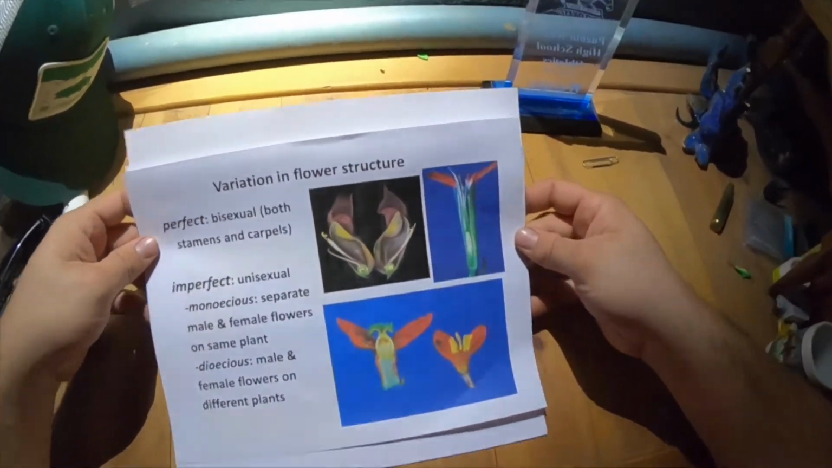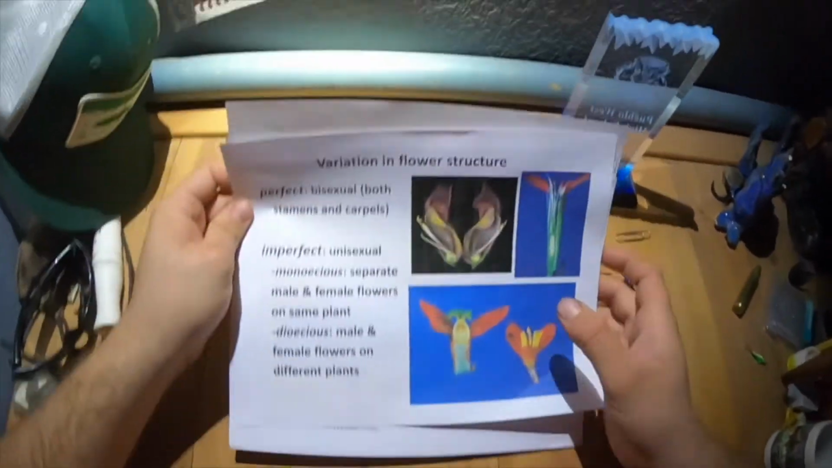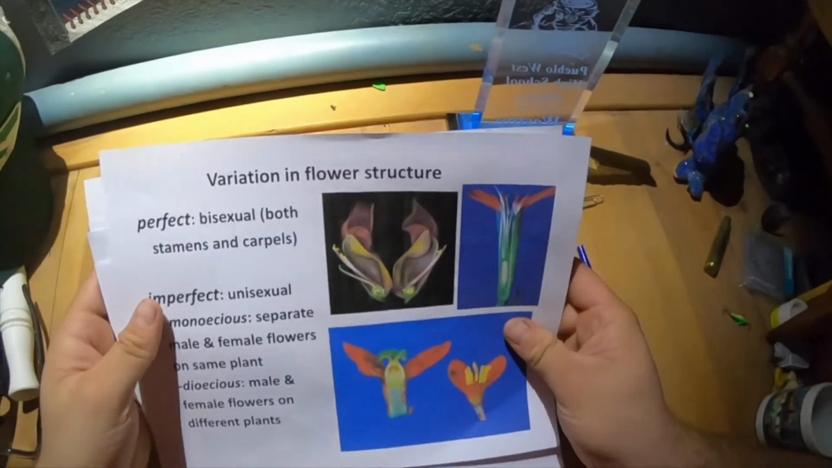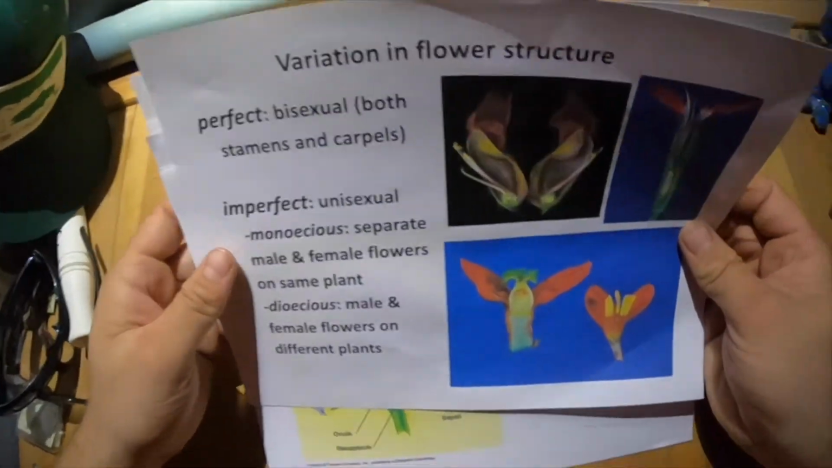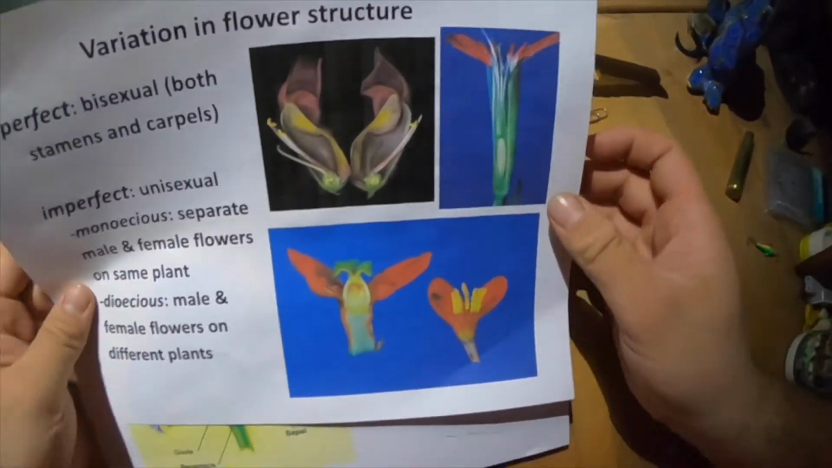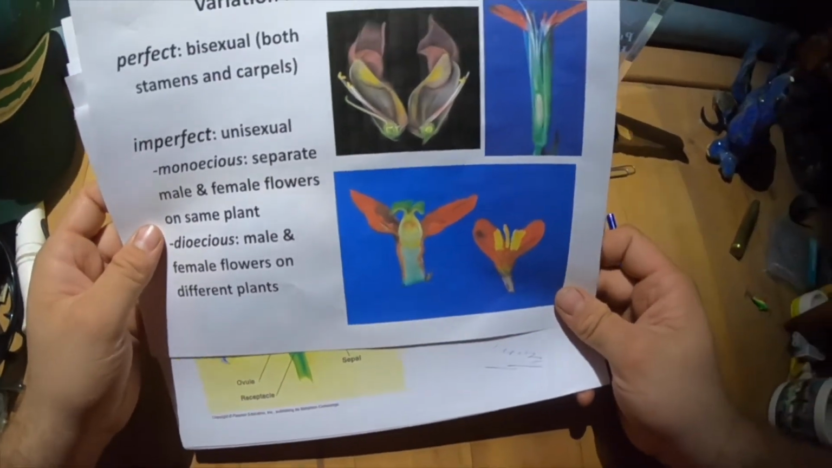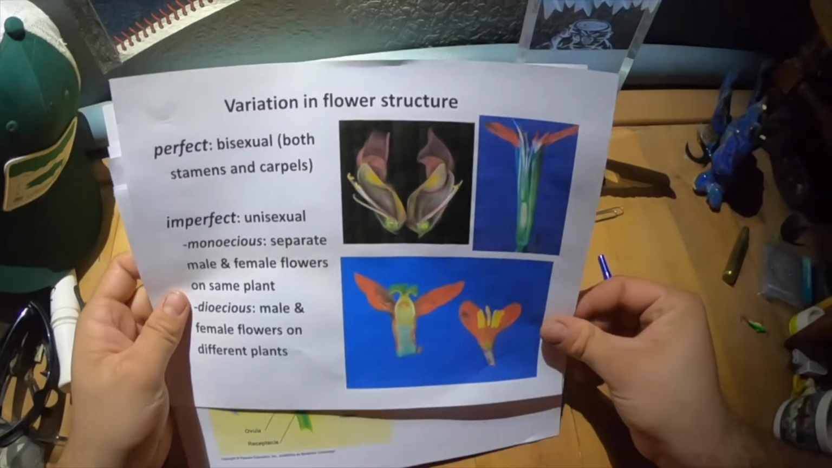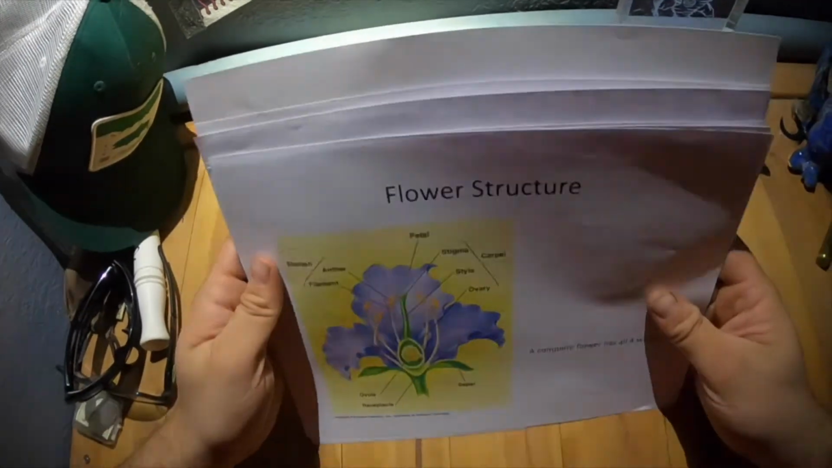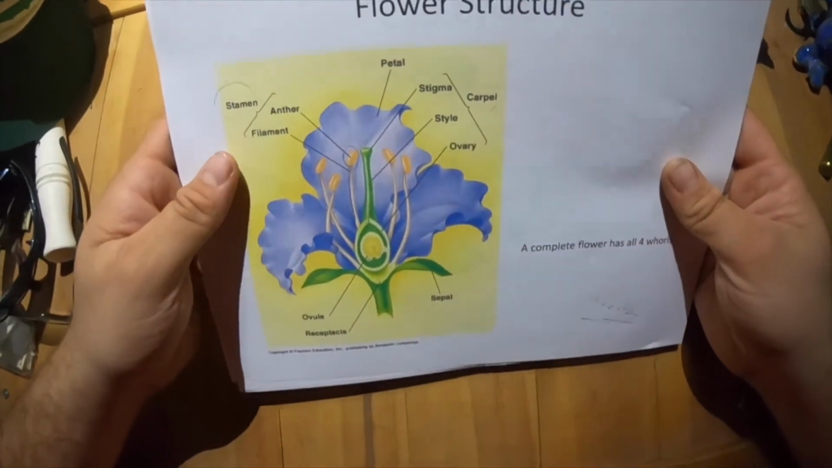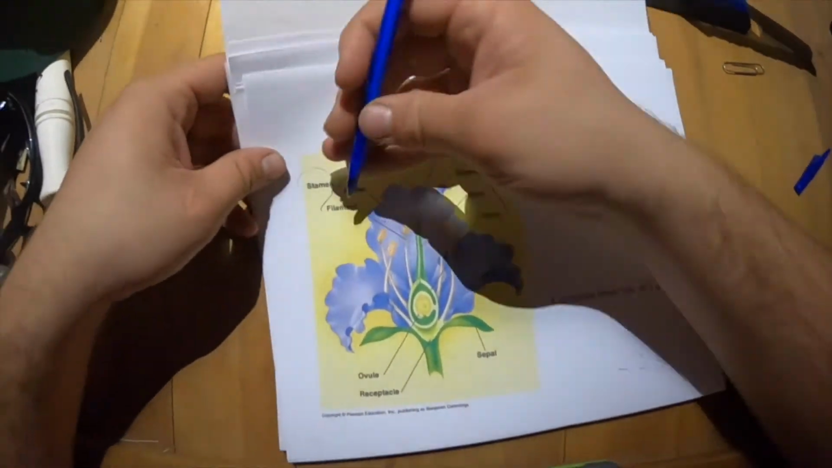A perfect plant is basically one where the male and female parts are on the same plant. An imperfect plant is two separate plants that create the male and female parts. To show you, this is a perfect plant. It has male and female parts on it, and I'm going to show you right here.